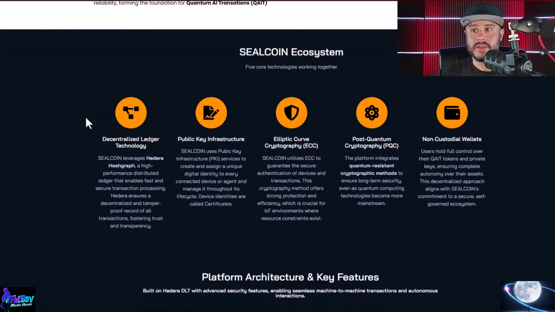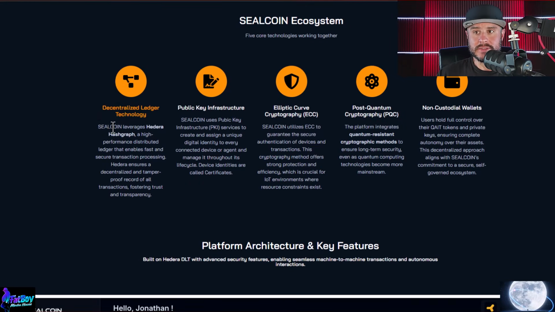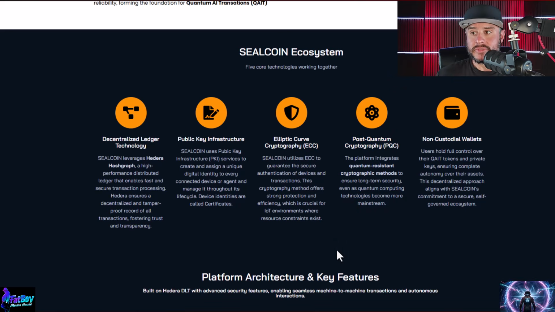As we look at the Sealcoin ecosystem, we have DLT technology. Sealcoin leverages Hedera hashgraph, a high-performance DLT that enables fast and secure transaction processing. Hedera ensures a decentralized and tamper-proof record of all transactions, fostering trust and transparency. Then we do have the public key infrastructure. You may know what a PKI is by now. If you do, great. If not, there's a definition. Then we have elliptic curve cryptography, or ECC. Sealcoin utilizes ECC to guarantee the secure authentication of devices and transactions. This cryptography method offers strong protection and efficiency, which is crucial for IoT environments where resource constraints exist.